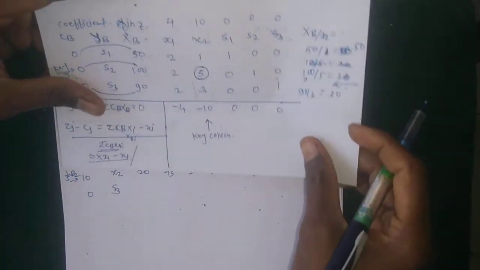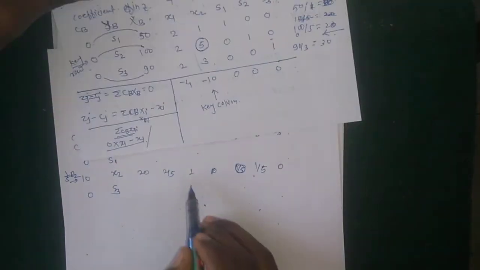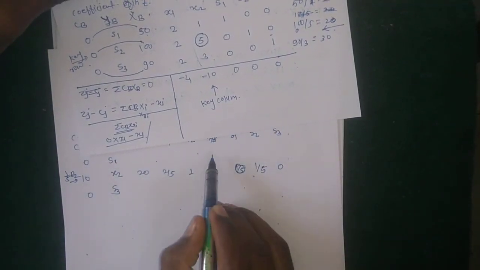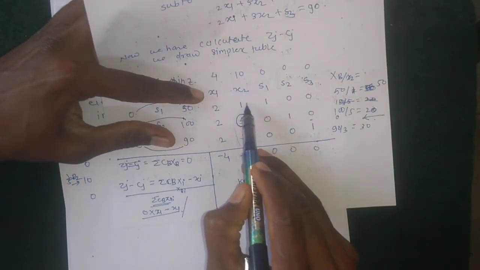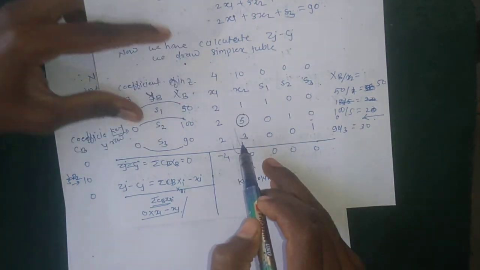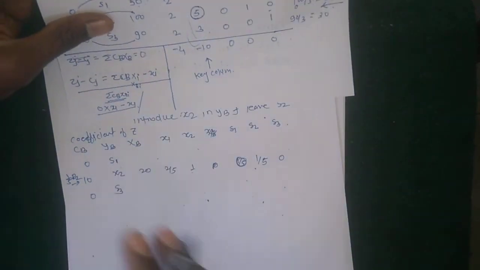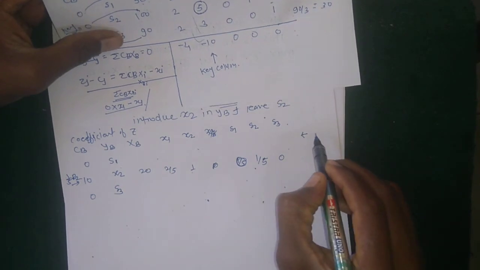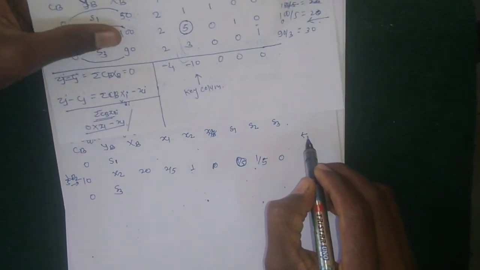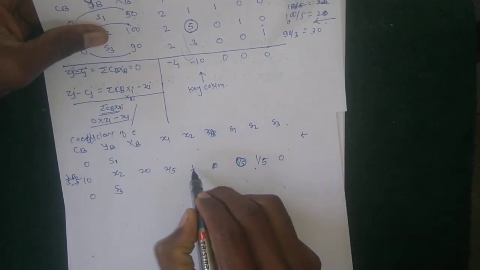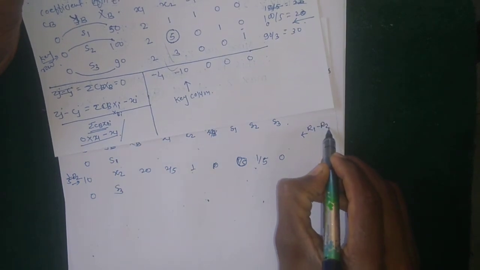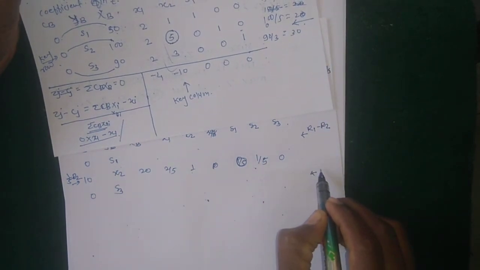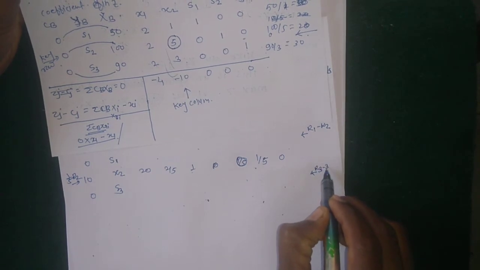Now, using this row, convert all other elements in its column to 0. So the operation is R1 minus R2, and for the third row the operation is R3 minus 3R2.